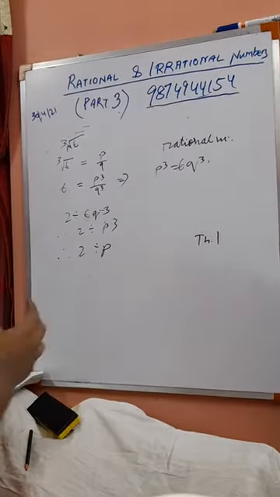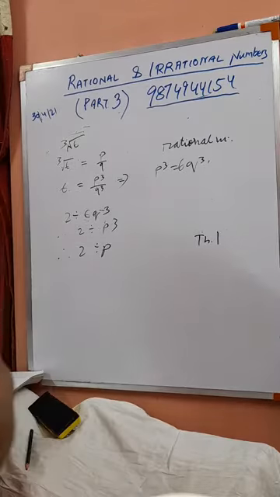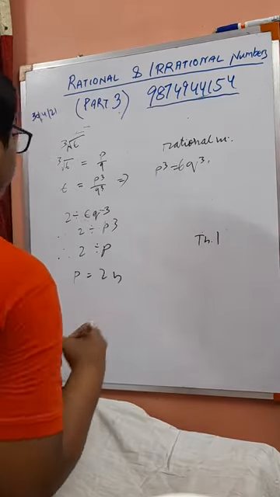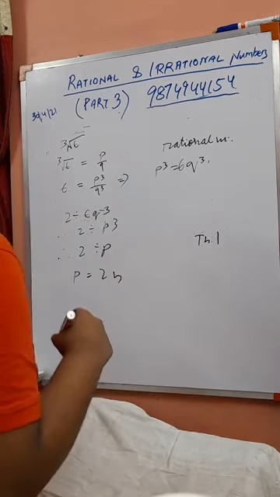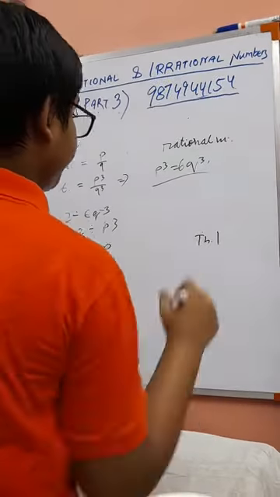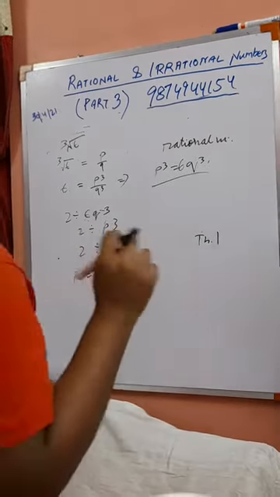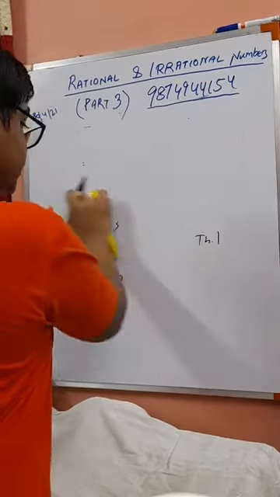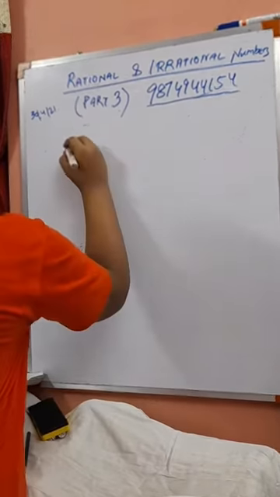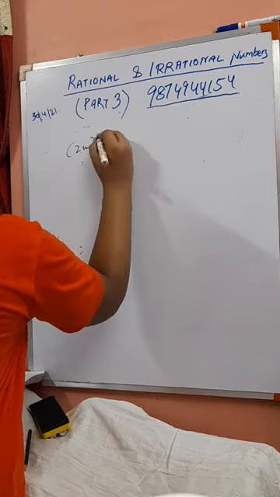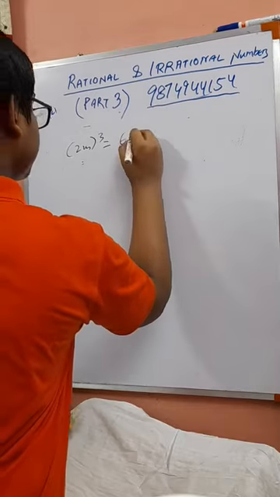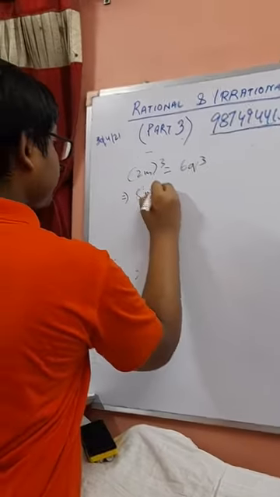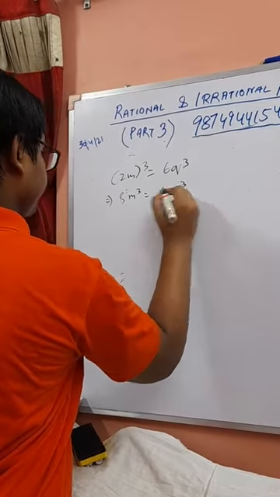Now we go to the next part of this, where we take p as 2m. P is equal to 2m. Now from this equation, we substitute the value of p as 2m over here. Now we will continue as 2m cube is equal to 6q cube, which is 8m cube is equal to 6q cube.